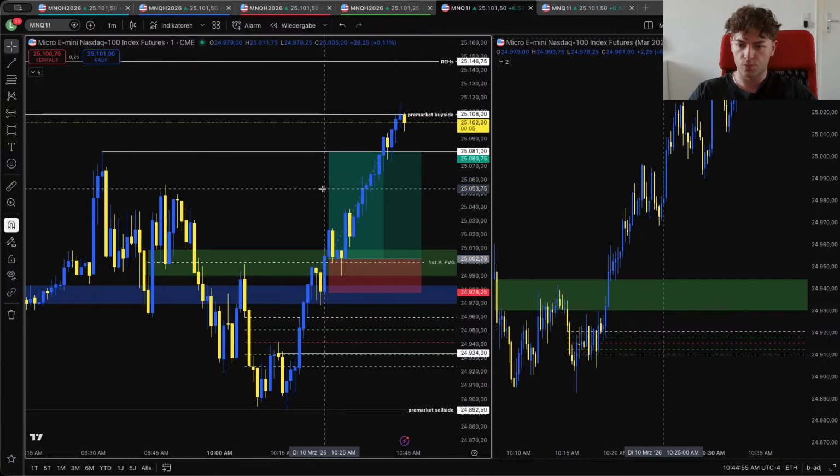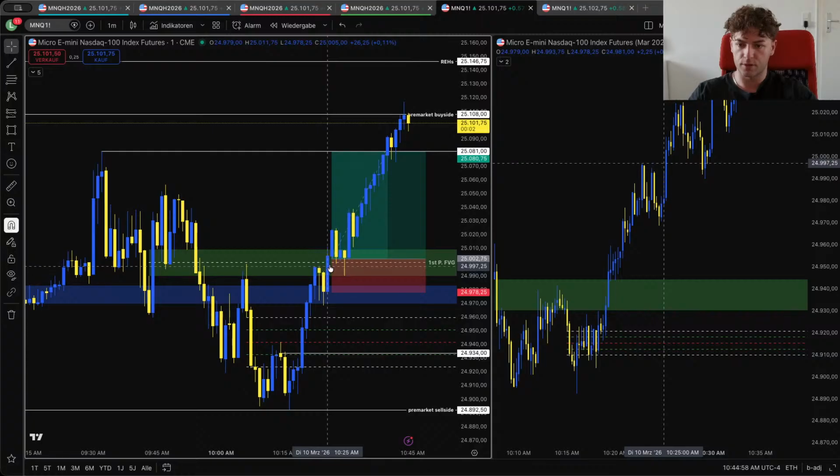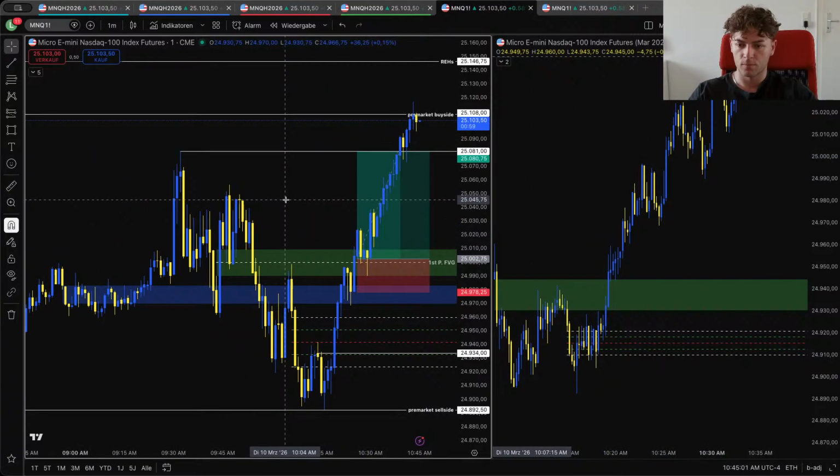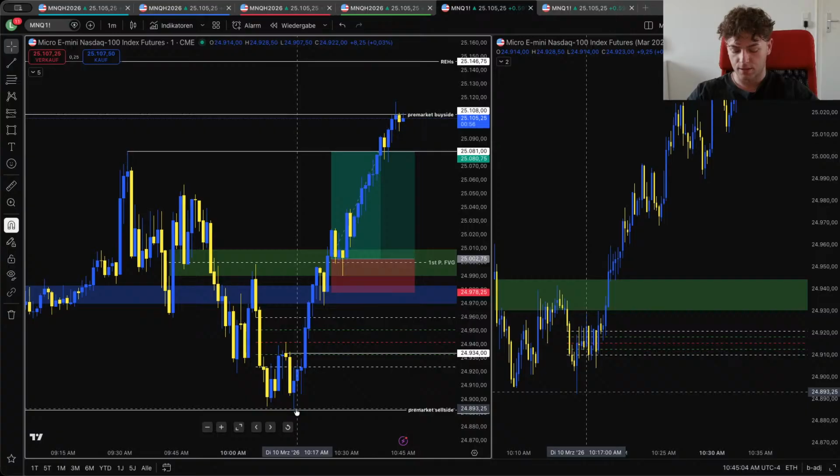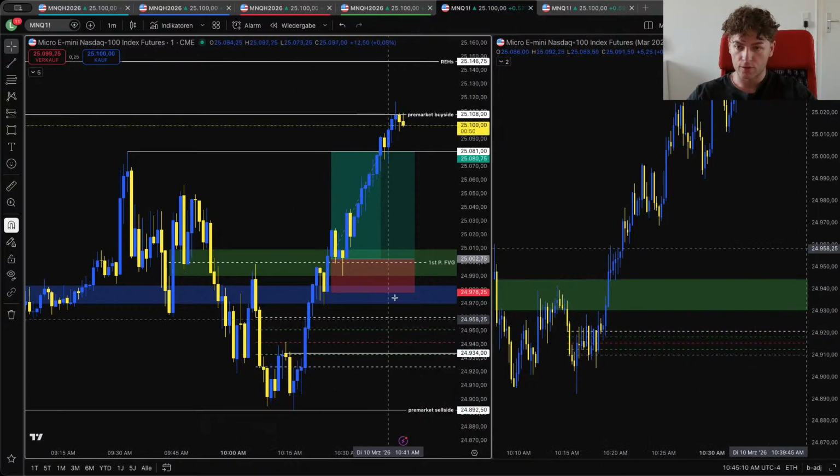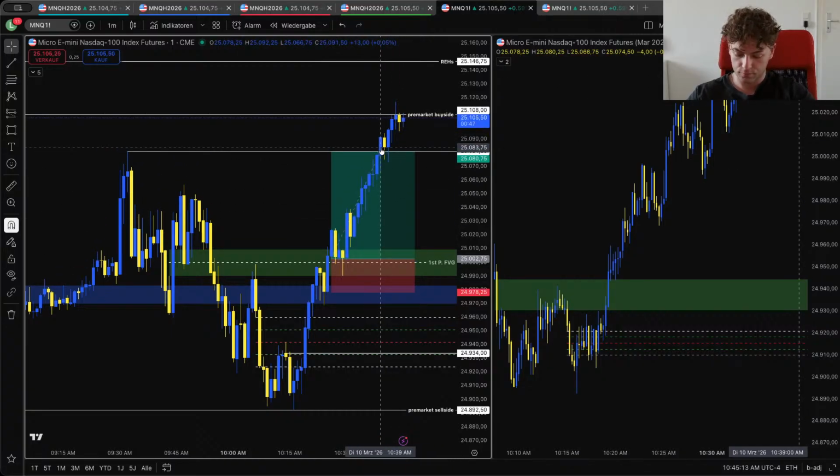So yeah, ICT went long in here. I would have been longing in here. And ICT closed the trade here. Yes, sir. Screenshot this. Price ran from first position fair value gap to minor buy side. You did awesome today. Go walk it off and now cool down.